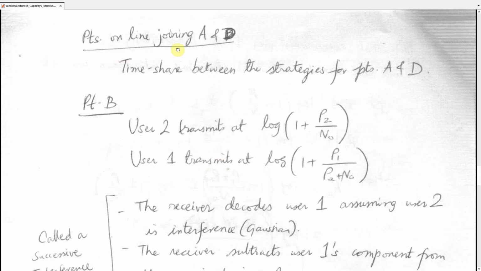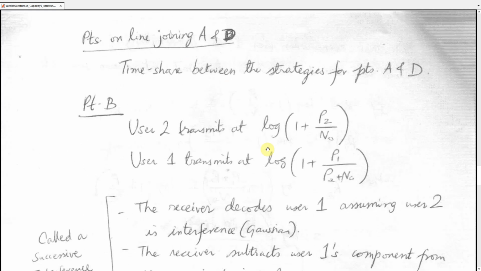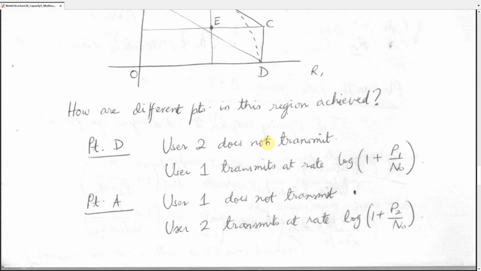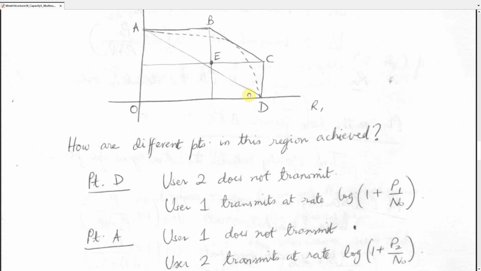Now let's see what the points on the line joining A and D are. This is the line joining A and D. It makes a triangular region, with points A and D. The points on this line are the time sharing between the strategies for points A and D. So we can have any point on the line between A and D.